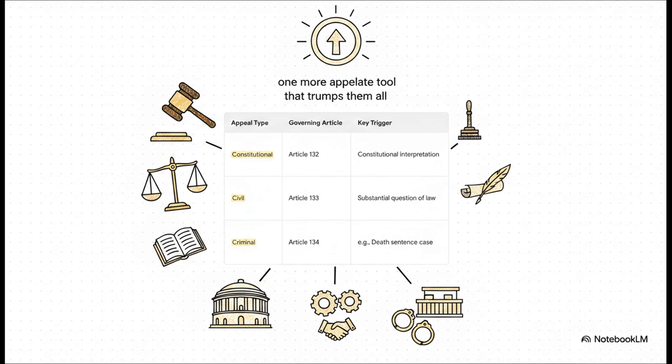The Constitution actually sets up three main pathways to get to the Supreme Court. You've got constitutional matters under Article 132, civil cases under 133, and criminal cases under 134. Each one has its own specific trigger, its own key to unlock the door. But beyond these organized lanes, there is one more incredibly powerful way to appeal.